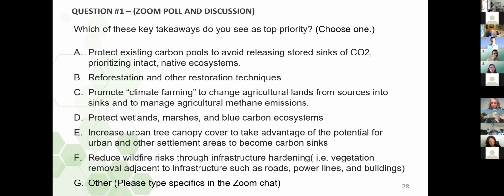So yeah, a lot of you weighing in, feeling that protecting the existing carbon pools, for releasing stored sinks of CO2, right, that we have. Climate farming, changing agricultural lands from sources into sinks and managing ag methane emissions. Important to all of you. Reforestation, the tree canopy, wildfire risks, other as well. Thank you for indicating other and telling us more in the chat. So good, absolutely, and happy to hear from all of you about how you would interpret or articulate or change a takeaway as it may be.